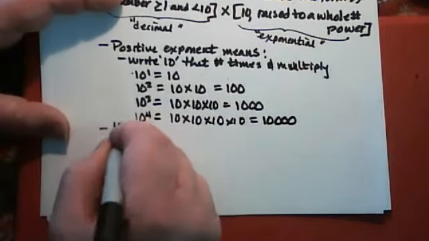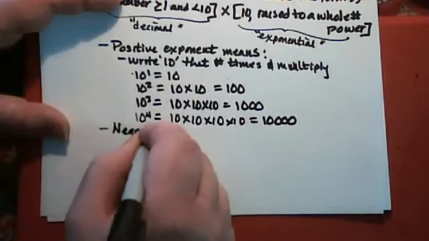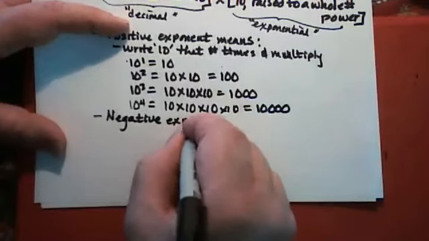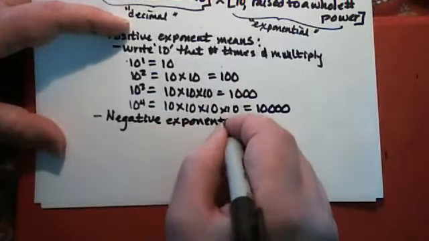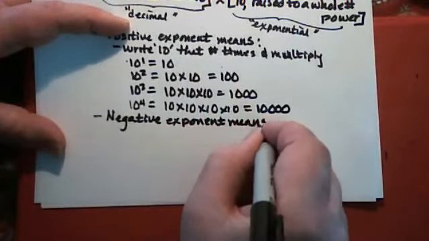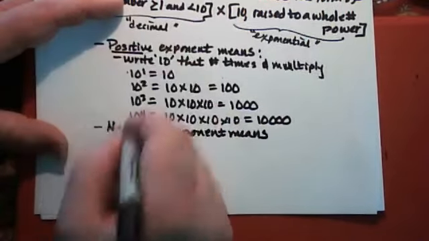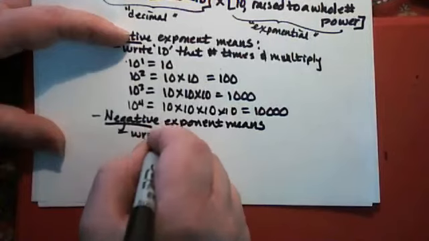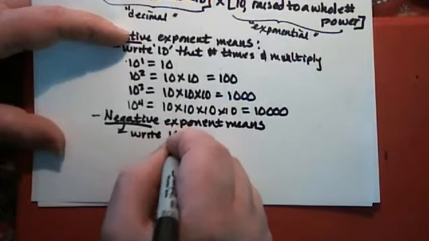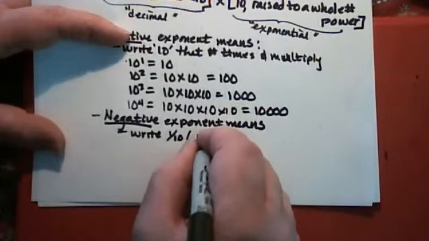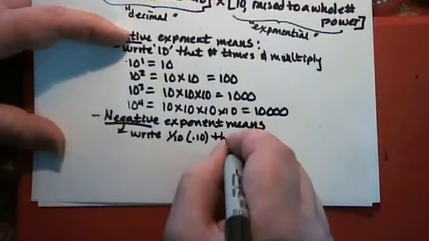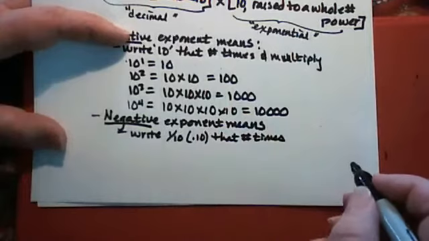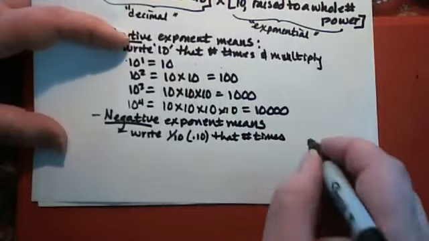What a negative exponent means is that you write down 1/10 that number of times and multiply.